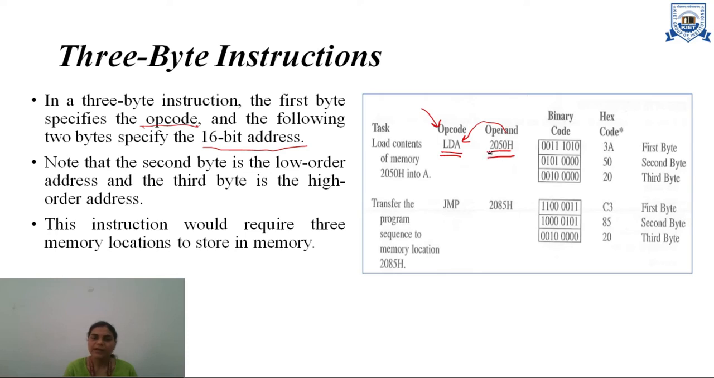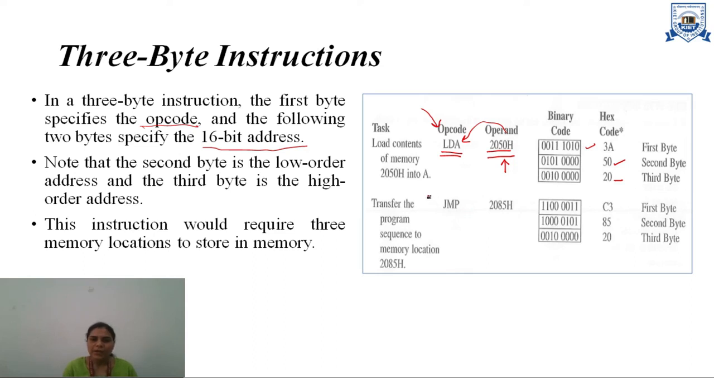which takes 3 bytes to get stored in memory, where the first byte will specify the opcode. So LDA, load to accumulator. Next, the second byte will specify the lower bits of the address, and the lower order bits of the address are 50. So the next byte will represent 50, and the higher order address bits will be specified by the third byte. Here we have taken this example. You can take any other address too.